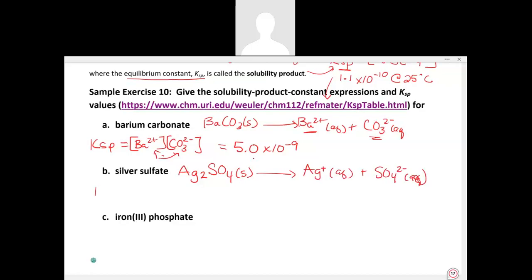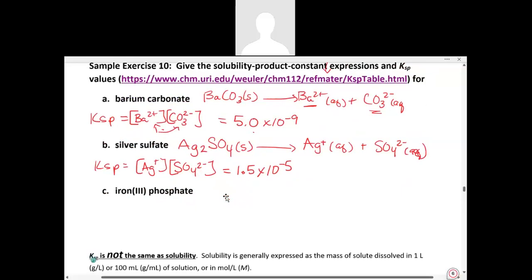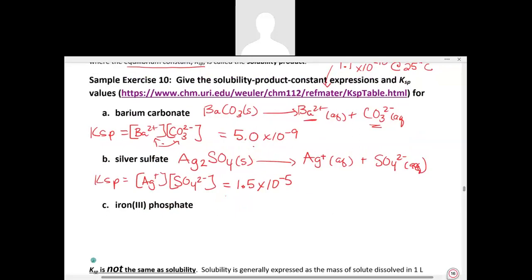So what does this look like, our Ksp? Again, we don't need to include our solid in our expression and our denominator, so our Ksp equation would look like this. We'll set that equal to the value that I pull from the table, 1.5 times 10 to the negative 5. Notice these K values don't have any units like previous K values we've seen. They are unitless constants.